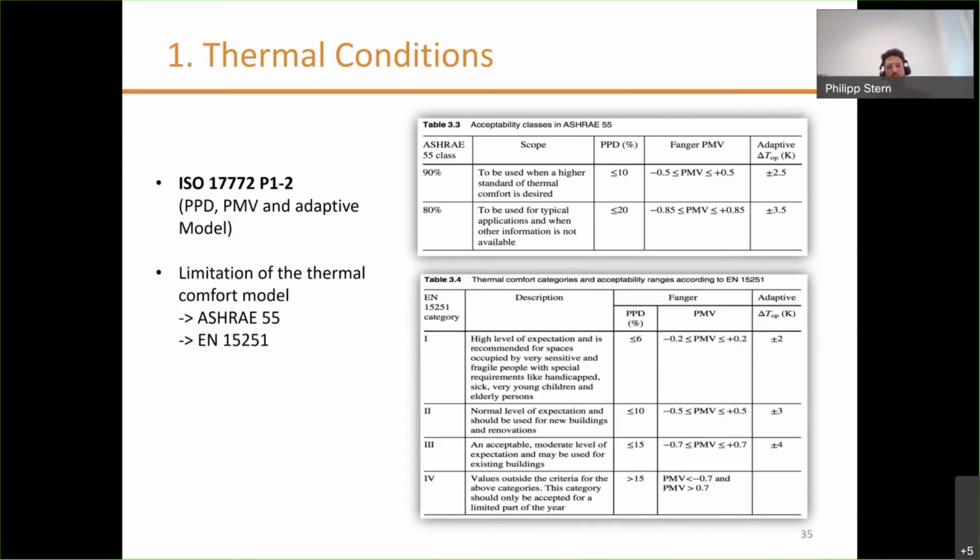For the thermal conditions, we decided to stay with existing standards, of course. So the ISO 17772 part 1 and 2. So the PPD, PMV, and adaptive model. And then with the limitations of this thermal model, we also discussed that maybe in a short-term event, we could decrease the building category and allow higher indoor temperatures or higher PMV values.